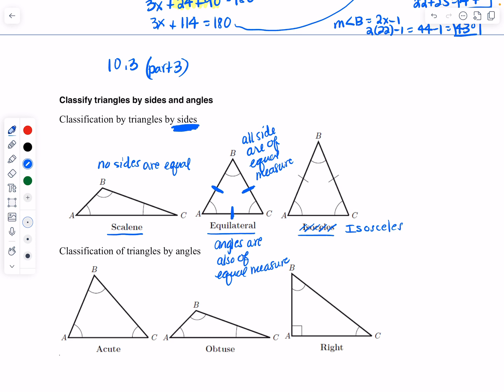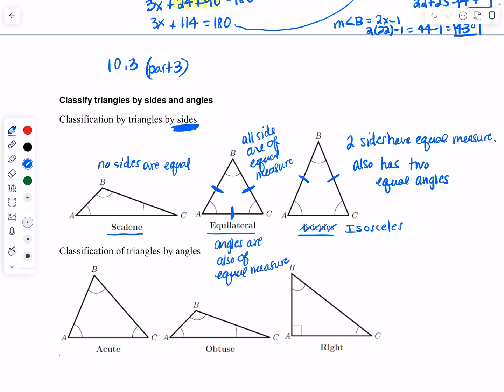And finally, isosceles, two sides have equal measure. And the third one does not. Okay, so the two sides are equal. By the way, it also has two equal angles. Okay, so two angles have equal measure.